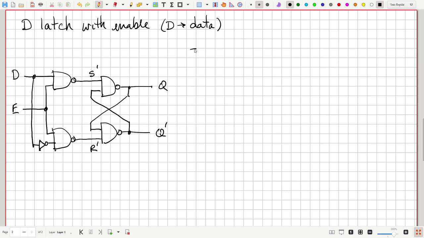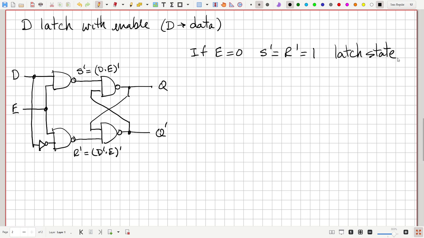So let's first of all see what happens if E is equal to 0. Well, let's write this down here. S prime, what is S prime? It's a NAND gate, so it's D and E inverted. So not D and E. So down here, how about R prime? It's a NAND gate, and it's the inversion of not D and E. If E is equal to 0, well, what do we get here? D or D prime, and 0 is always 0, and then you invert that, and you get 1. So S prime is equal to R prime is equal to 1, and that is the latch state. So if the enable signal is low, you stay in the latch state. Q remains Q and Q prime remains Q prime.